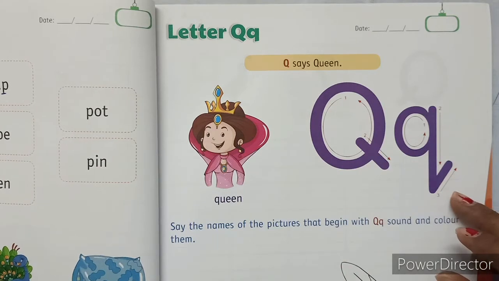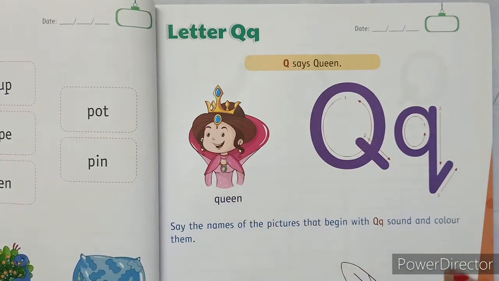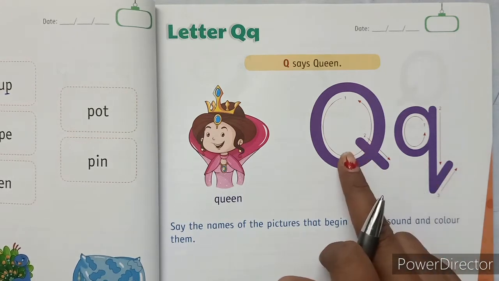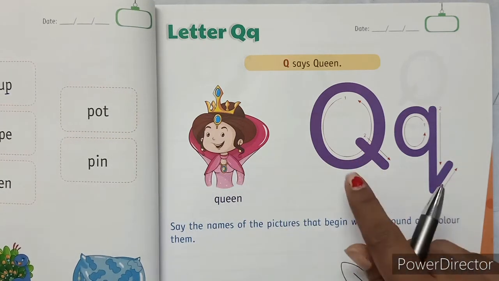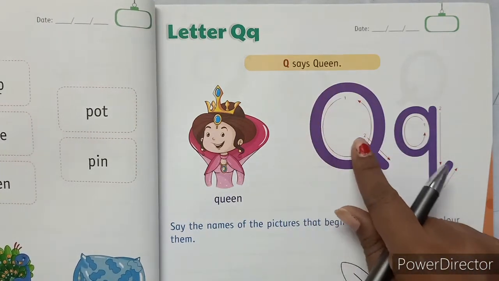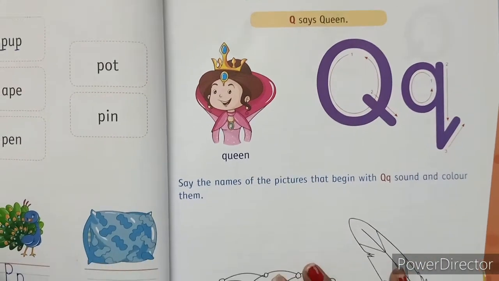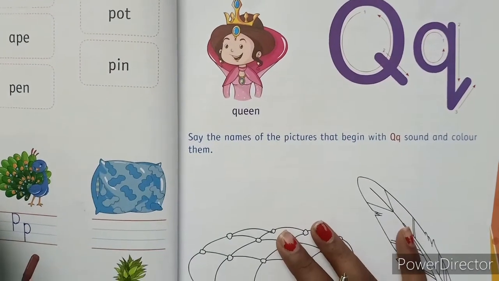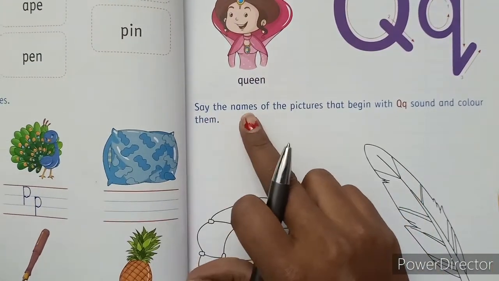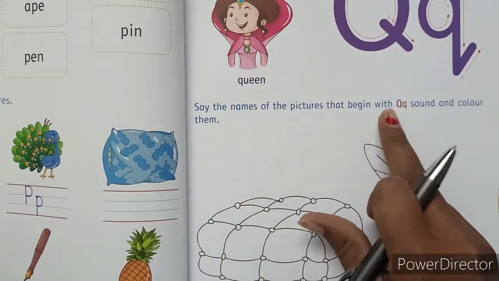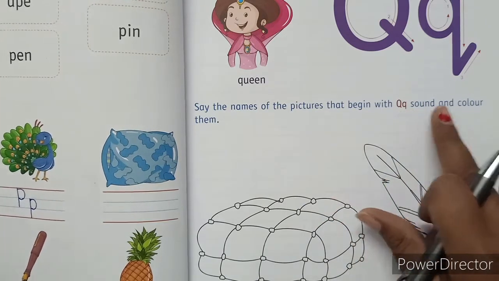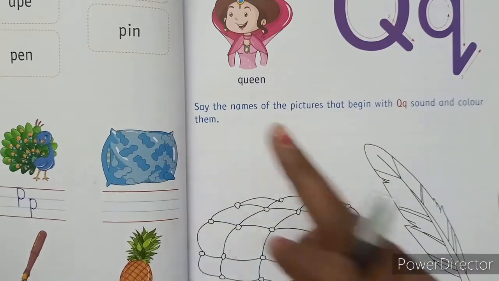Now we'll learn letter Q. So Q for queen. Say all of you, Q for queen. This is a capital letter Q and this is small letter q. What is Q for? Queen. So see the names of the pictures that begin with Q sound and color them.